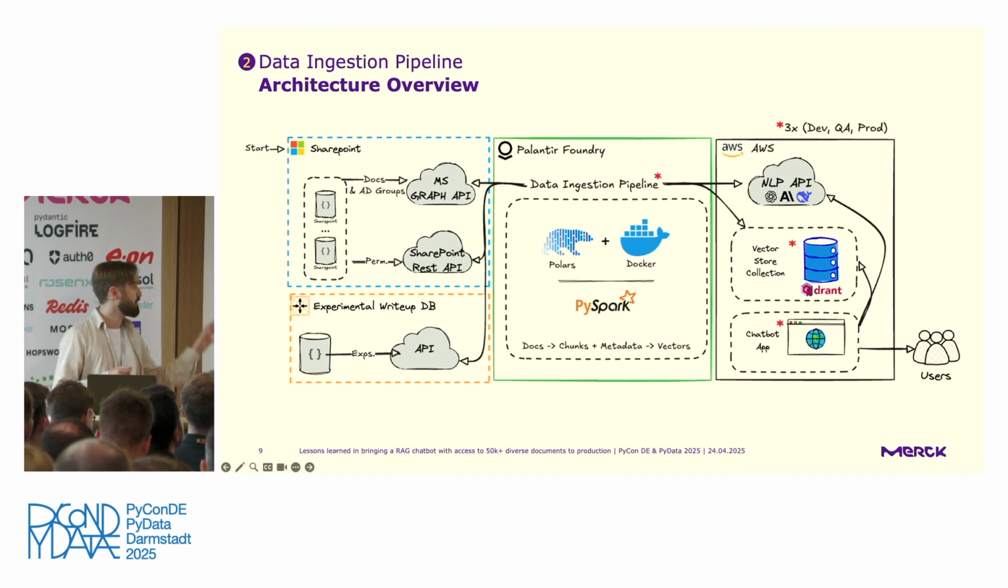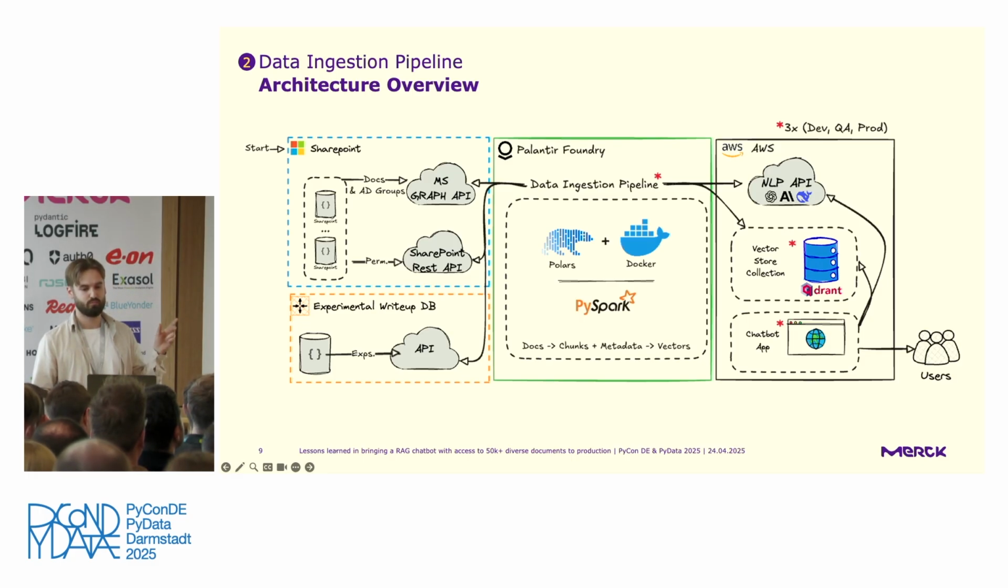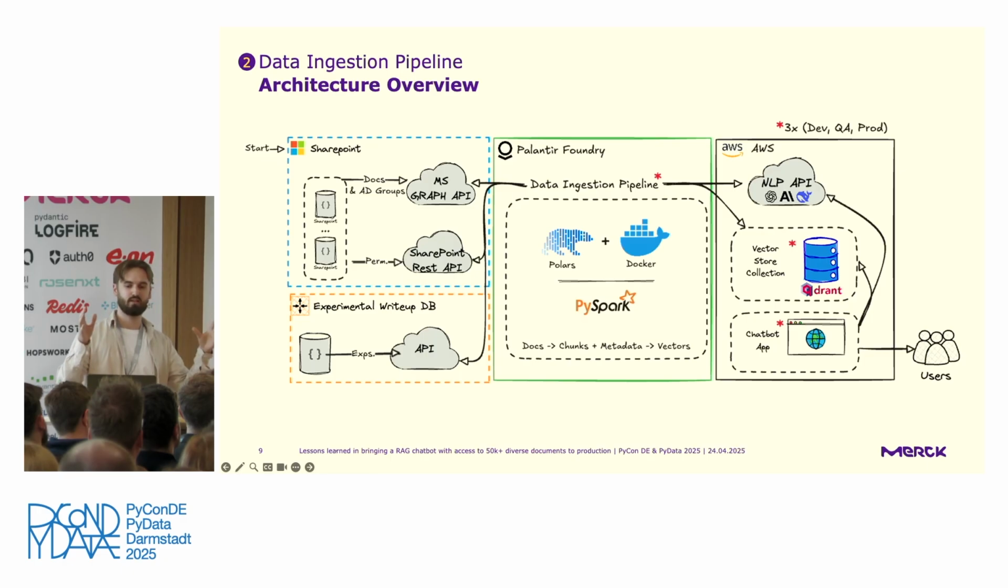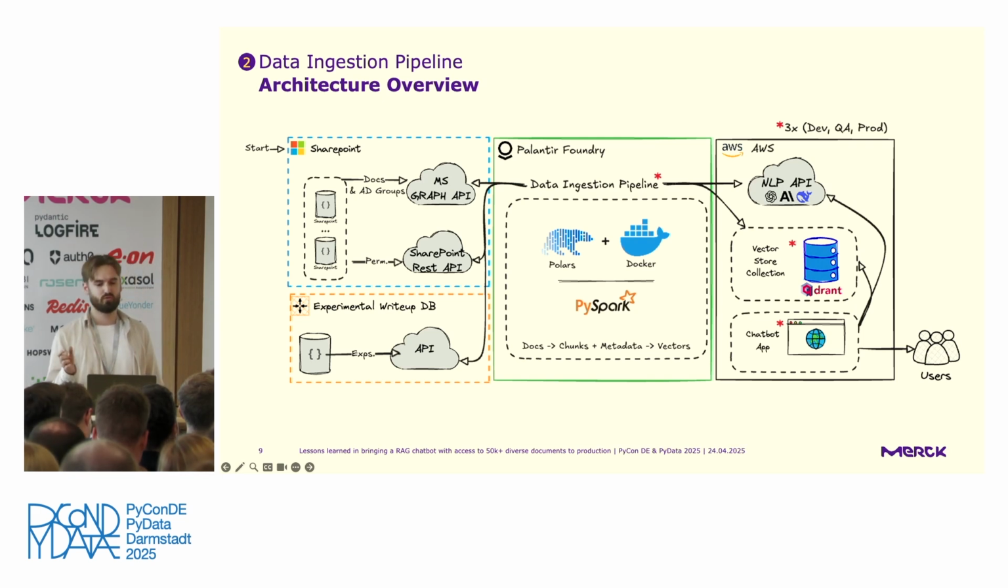On the left, we connect to SharePoints, for example, using a combination of the Microsoft Graph API and SharePoint APIs to extract the documents and permissions. We've also integrated an experimental write-up tool for R&D content, which is not stored in SharePoint. The core of our pipeline runs on Palantir Foundry, where we've built modular data pipelines, which use a combination of PySpark for heavy processing and Polars in containers for more lightweight transforms.